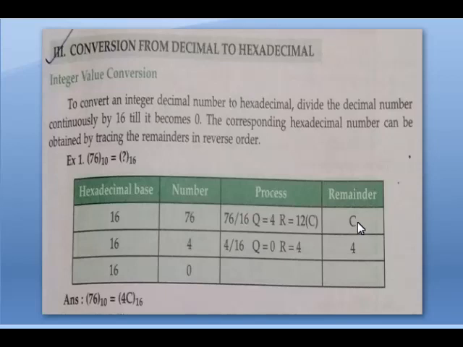Again we divide the quotient 4 by 16. The quotient becomes 0 and the remainder is 4. So we write the remainder as 4. When the quotient becomes 0, we stop the conversion and write the answer in reverse order, that is bottom to top. So 76 to the base 10 equals 4C to the base 16.